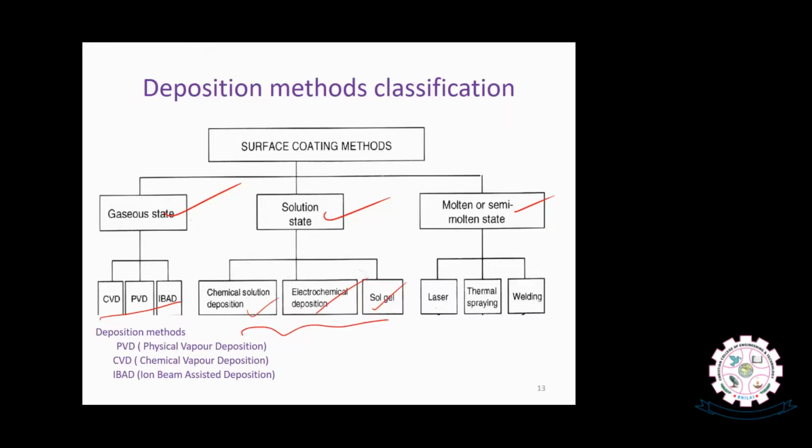Now, if you look at the literature, you will find a large number of techniques available within each of these. And in molten and semi-molten, you will see laser, thermal spraying, welding. These are mostly used by mechanical engineers, who depend on them. These are the general classifications.